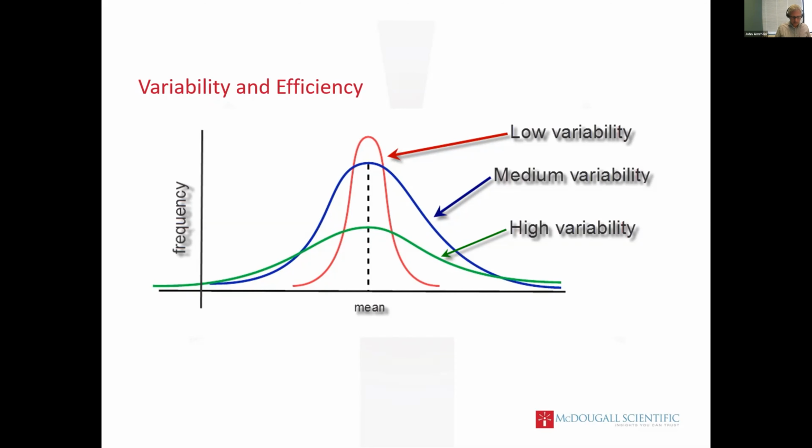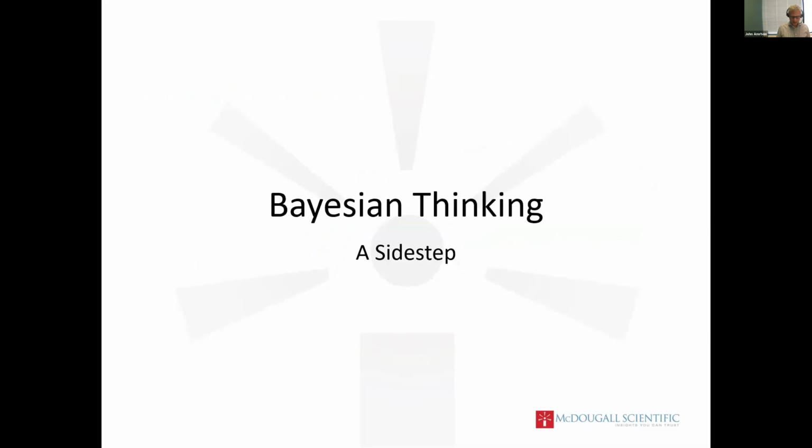So we, as statisticians in the design of a study, are trying to reduce the variability at the level of randomization in a randomized trial so that we can get the information we need with a low sample size.